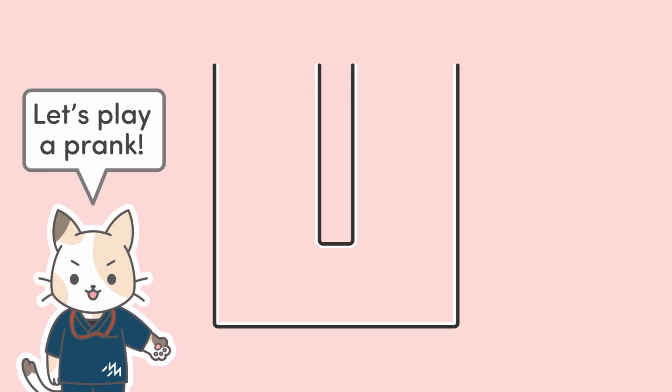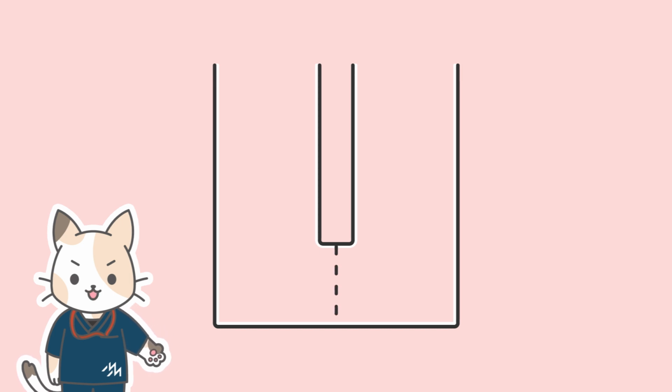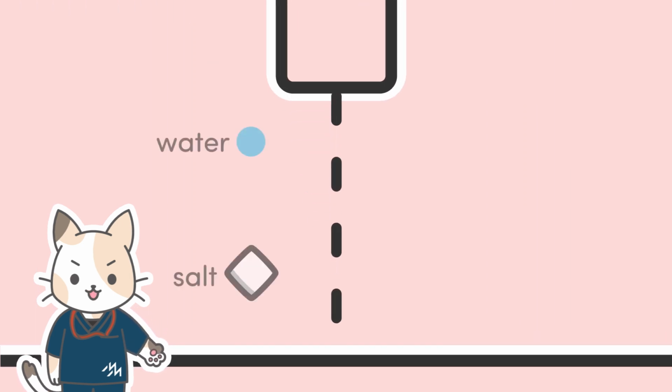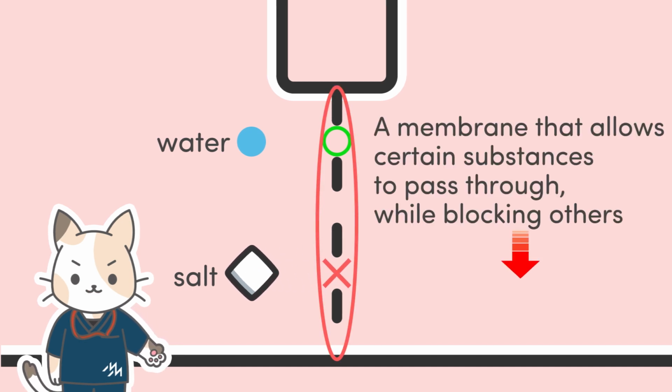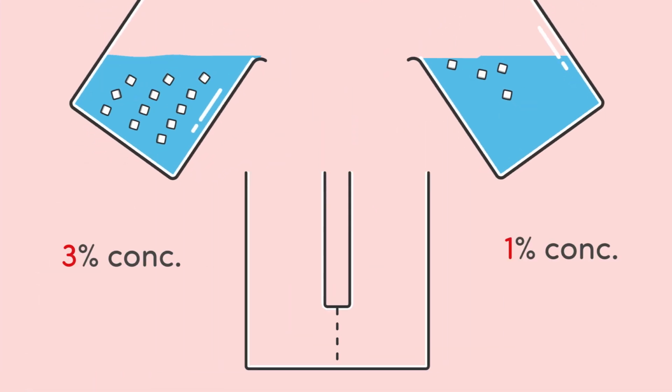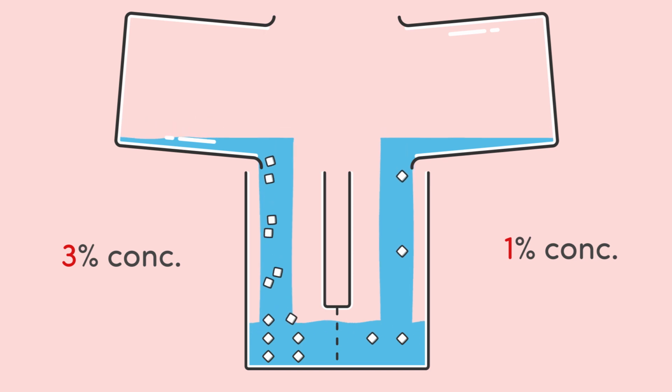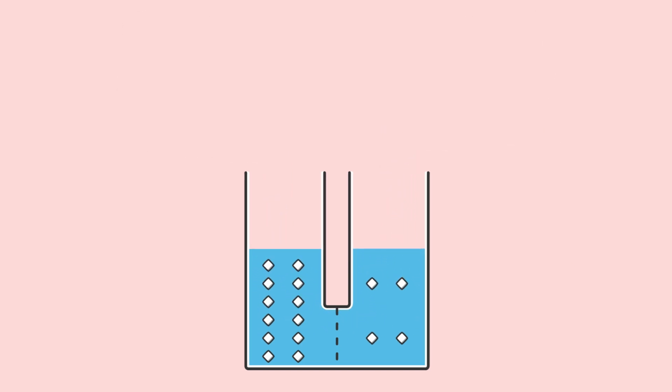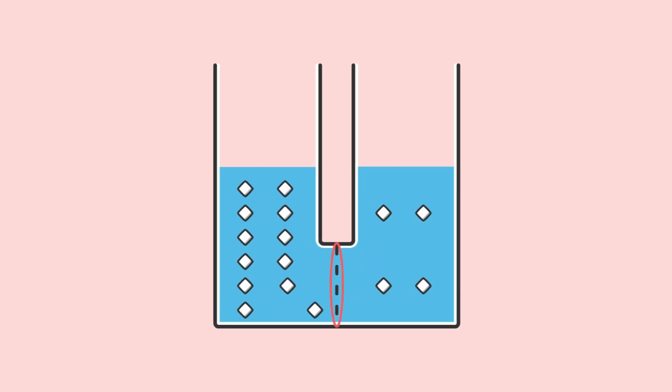Next, let's use the same container as before, but this time with a crafty addition. We'll place a special membrane in the middle of the container. It allows water to pass through, but not salt. This type of membrane, that allows certain things to pass through while blocking others, is called a semipermeable membrane. Let's put the concentrated and dilute saltwater solutions into the container with the semipermeable membrane attached. This time, because the membrane doesn't allow salt to pass through, the solutions can't mix freely.